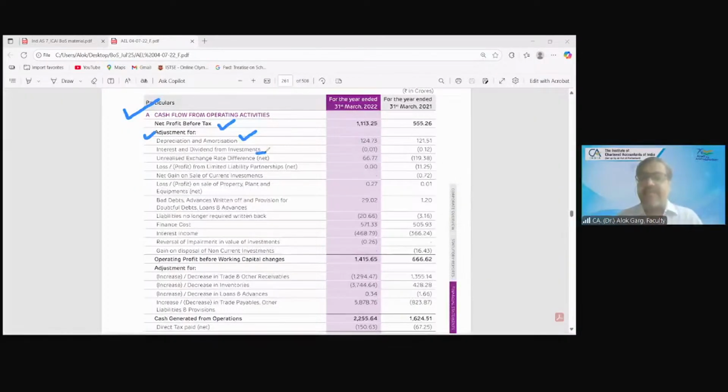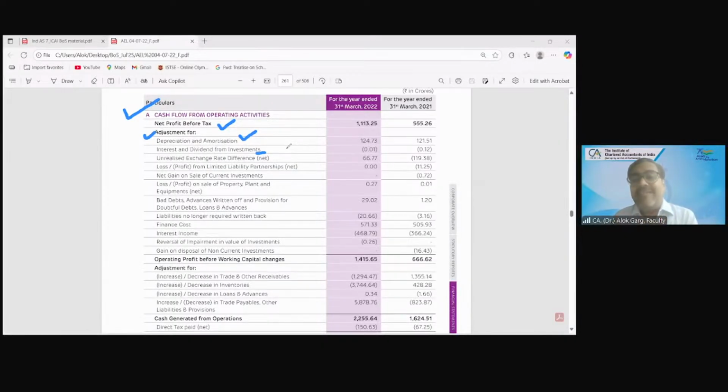Interest and dividend from investment. But this is a cash item. Why have they adjusted this also? Because this is an investing item. They have invested. That is why they are getting interest and dividend from investments. Yes or no? Yes, sir.